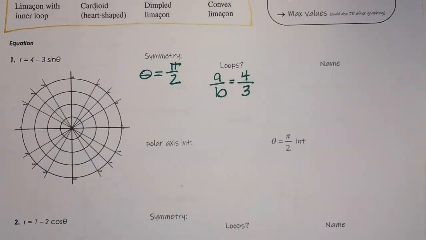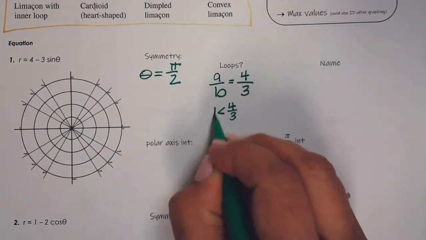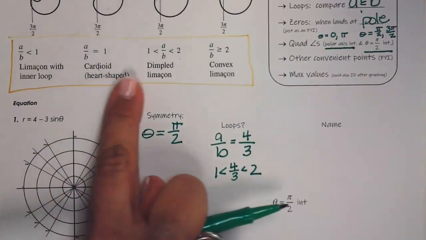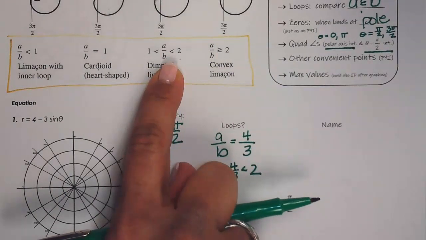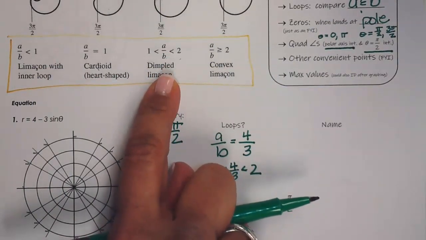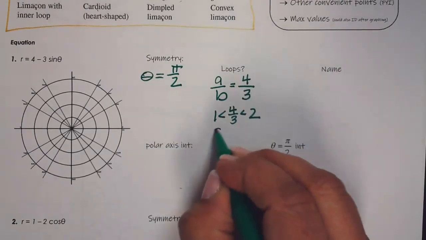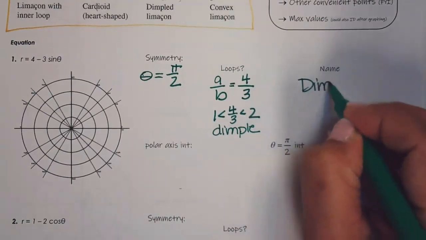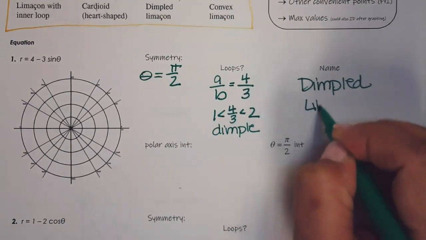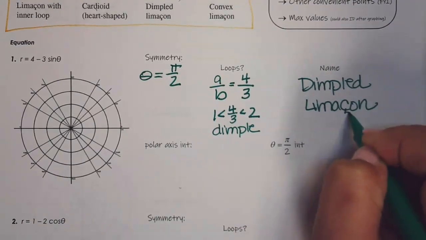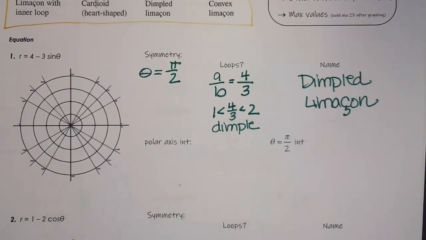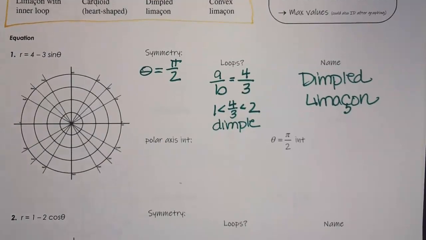And we can see that this is between 1 and 2. And if we look back up here, it says that when our ratio of A to B is between 1 and 2, the name of this is going to be a dimpled limacon. So you don't need to write this, but this means there's going to be a little dimple. And so then the name is going to be the dimpled limacon. Okay. And that's a little CD under the C. If you don't write the CD, that's fine. Okay. So that's called a dimpled limacon.